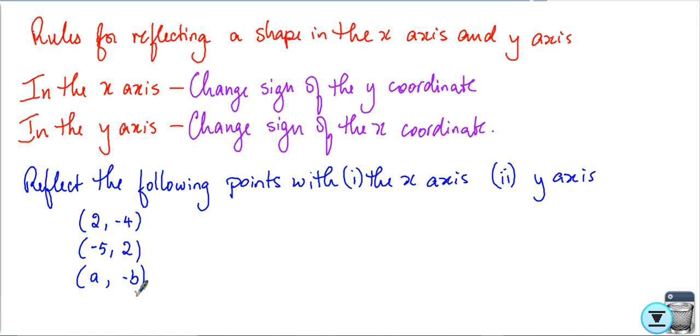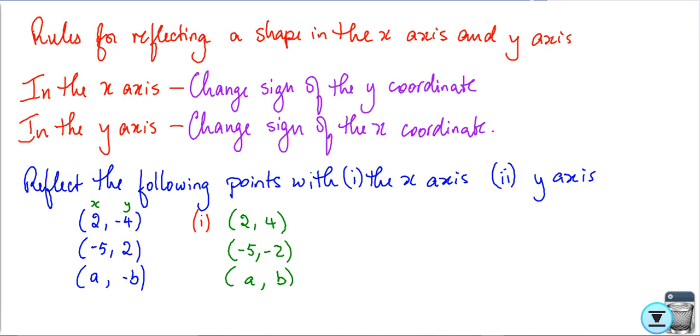Okay, first I'm going to reflect those points with the x-axis. Reflecting those points with the x-axis, what will happen? With the x-axis, I'm told that I need to change the sign of the y coordinate. So if this is x and this is y, I need to change the sign of the y coordinate. So the first one will become 2, 4. The second one will become -5, -2. And the third one will become a, b.